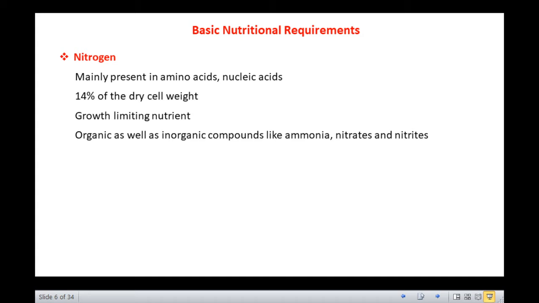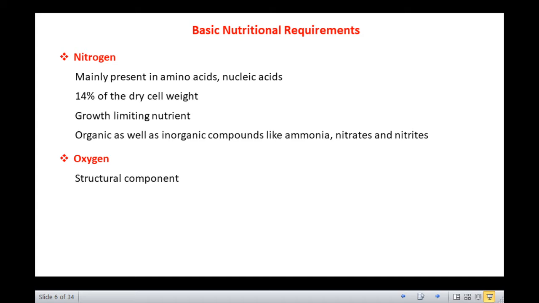Reduced forms of nitrogen like ammonia and nitrite also serve as an energy source, as in the case of nitrifying bacteria, whereas oxidized inorganic nitrogen compounds like nitrites and nitrates serve as terminal electron acceptors in the case of denitrifying bacteria. The next basic nutritional requirement is oxygen.